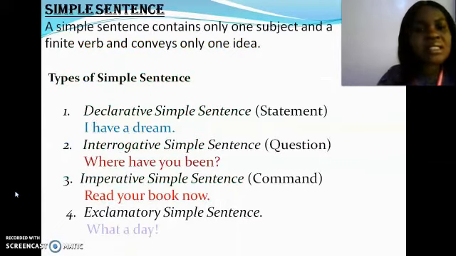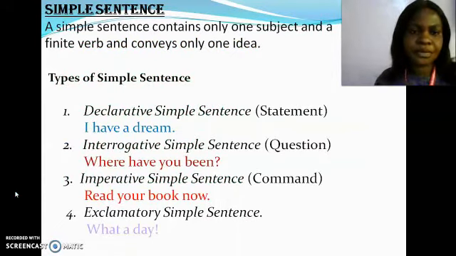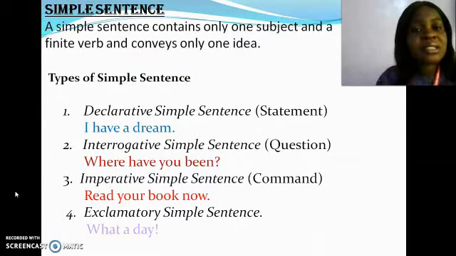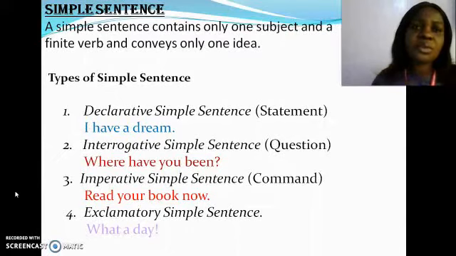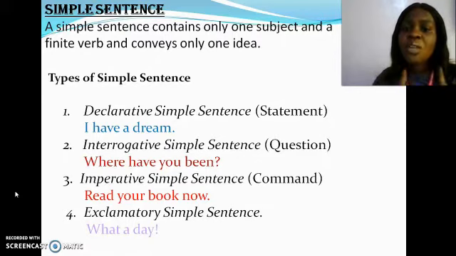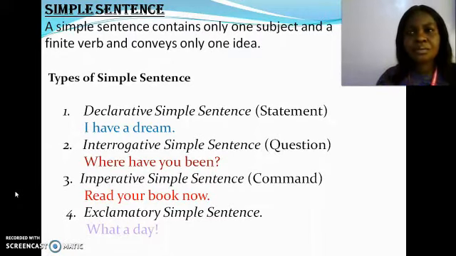Alright, what is a simple sentence? A simple sentence, as you have just said, is another name for independent clause. Yeah, that's correct. But let's put it well. A simple sentence is that sentence that contains or conveys only one subject. It contains only one subject and a finite verb, and it conveys only one idea. Only one subject, one verb, and one thought. We have 4 types of simple sentences.